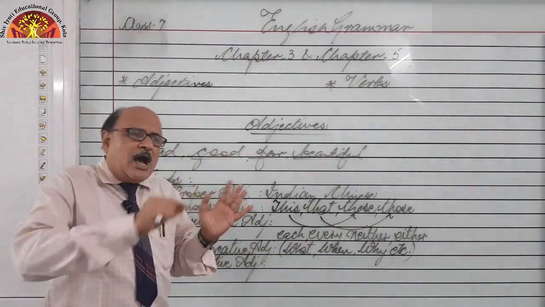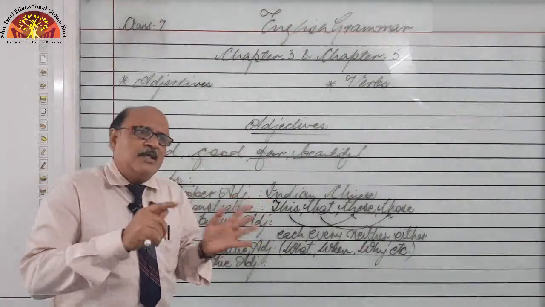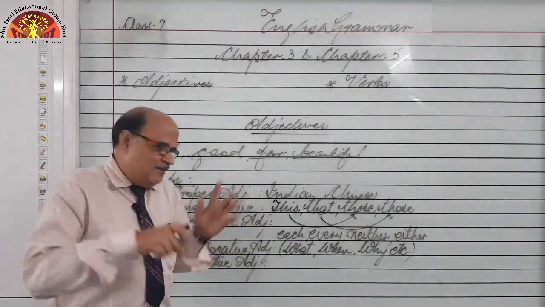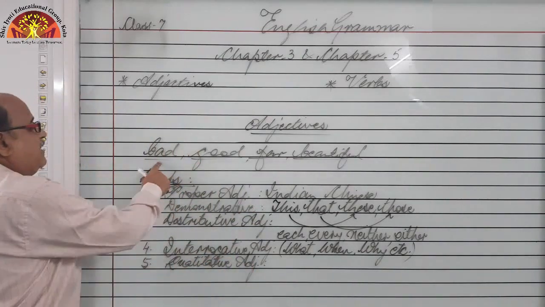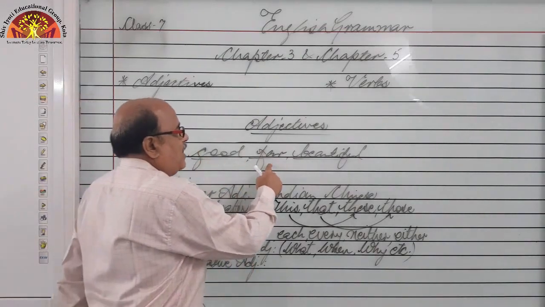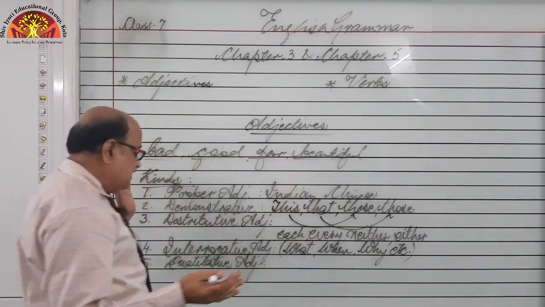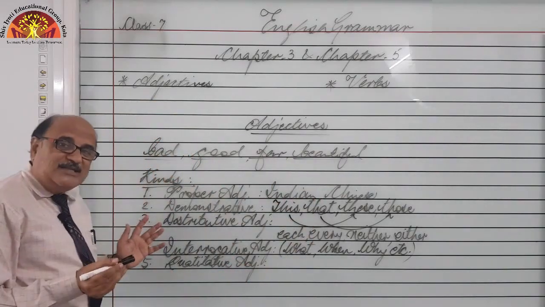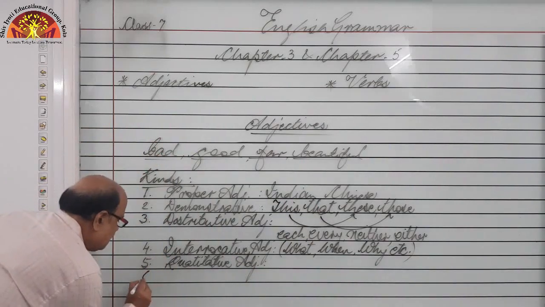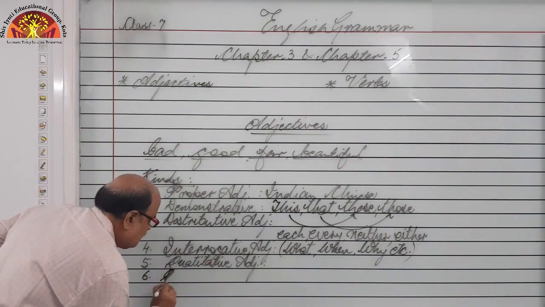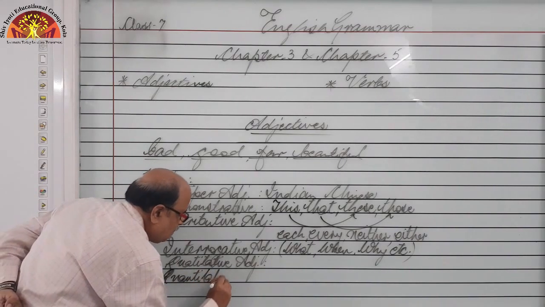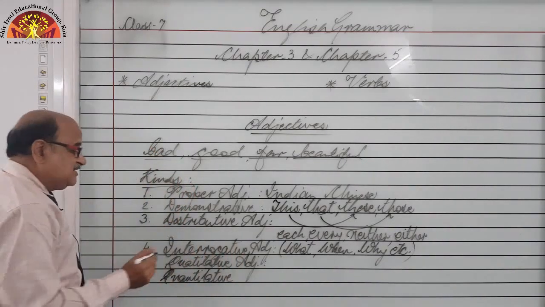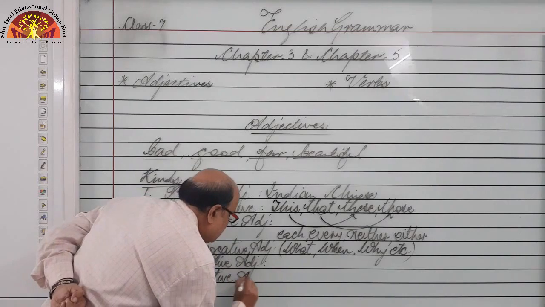Abhinav is young. He is young. So young is the adjective. So I told you bad, good, far, beautiful. All these are known as qualitative adjectives. Next is quantitative adjectives. What are they?